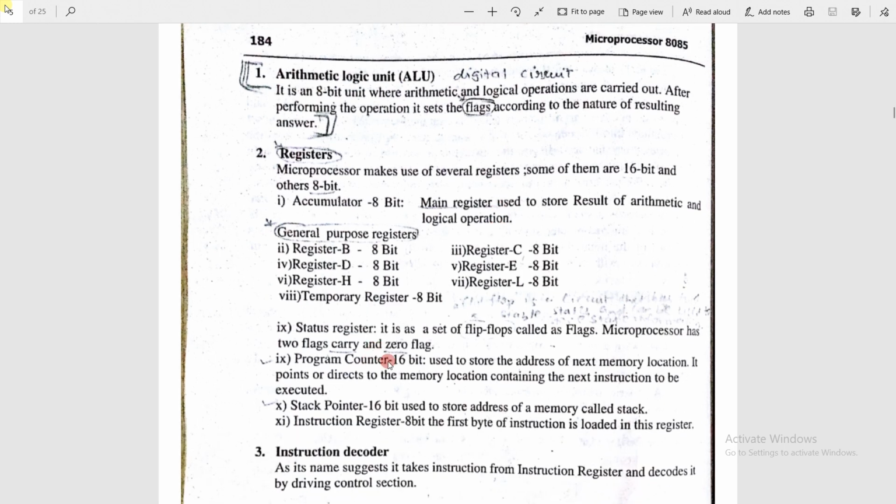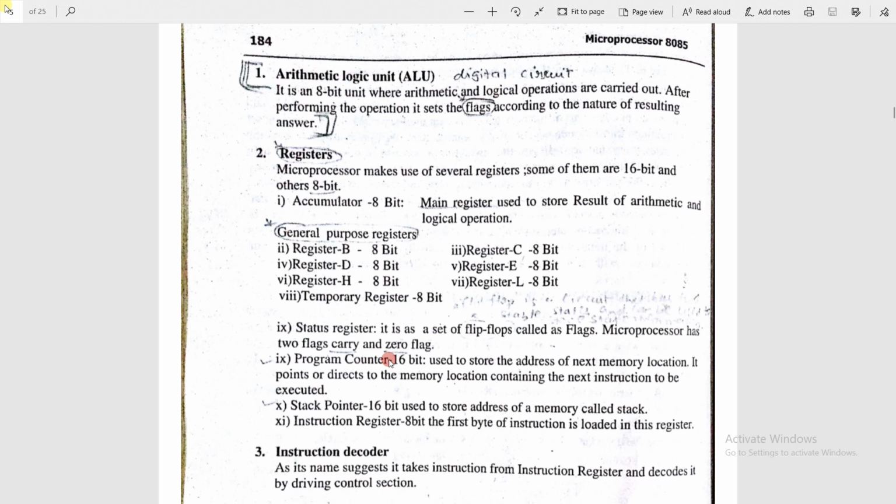Now, program counter is a register which is of 16-bit. It is used to store 16-bit data. The purpose of program counter is to store the memory location of the next instruction to be executed. To perform addition, I will be having a set of instructions.